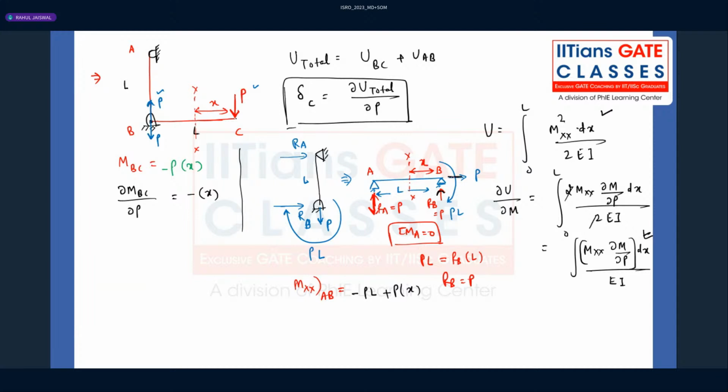Now do not consider axial strain energy. I'm not considering any axial strain energy because that is very, very small as compared to bending strain energy, right? So here once again you can write P into X minus L. That is the bending moment acting in the AB member. Now you differentiate with respect to load, you will be getting X minus L.